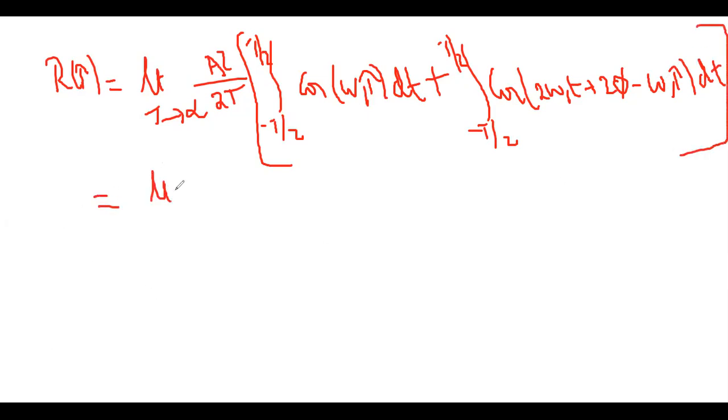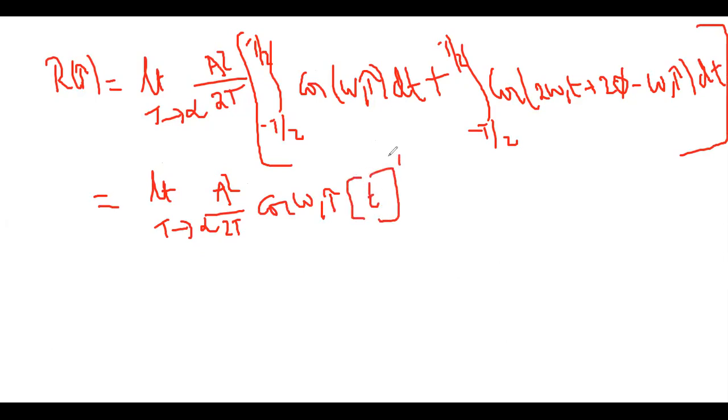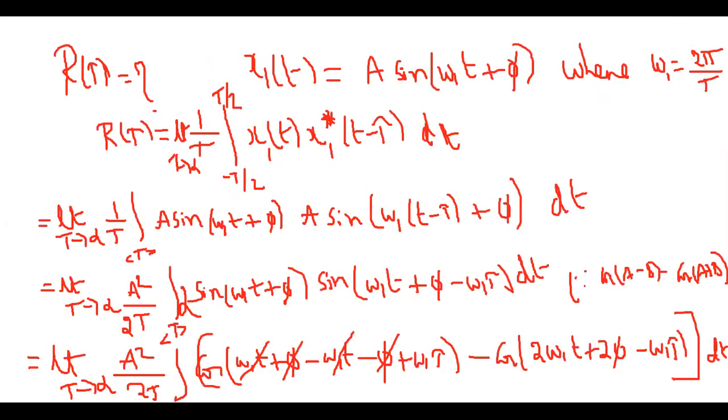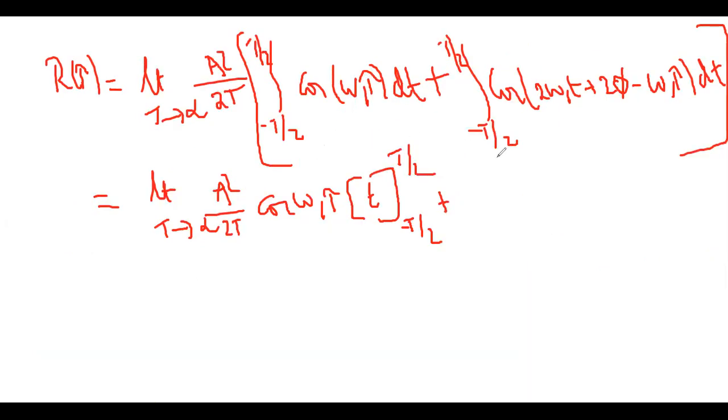That is equal to limit t tends to infinity A square by 2t, and there are no t functions, my dear students, here with respect to the t. The cos omega 1 tau is constant and 1 dt. 1 dt means that t, with limits of minus T by 2 to T by 2, in a full cycle. See, they're saying that the omega is 2 pi by T, 2 pi f. So in the full cycle, the integral of cos is always 0. You already know that one. It becomes 0, my dear students.